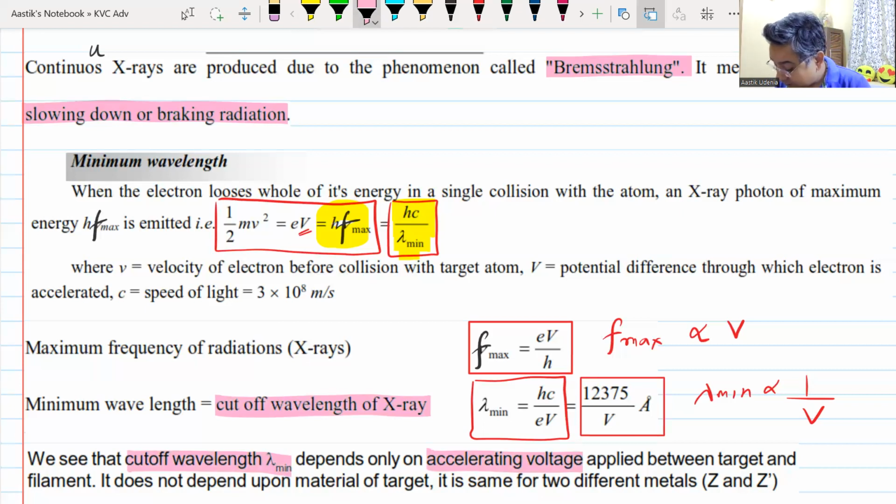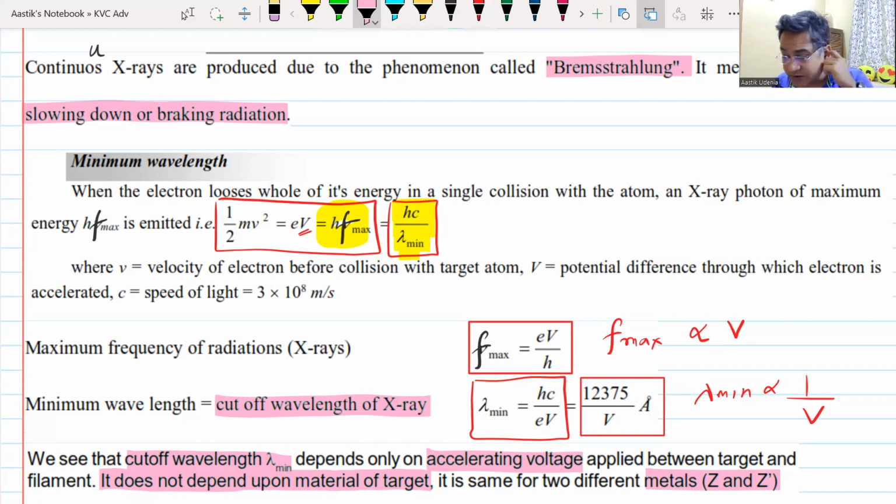Yes, sir. Very important point. It does not depend on the material of the target. That means if you have two targets of different materials with the same accelerating voltage, the minimum wavelength would be the same. Do we understand this? This chapter, you may not get a numerical from this chapter.